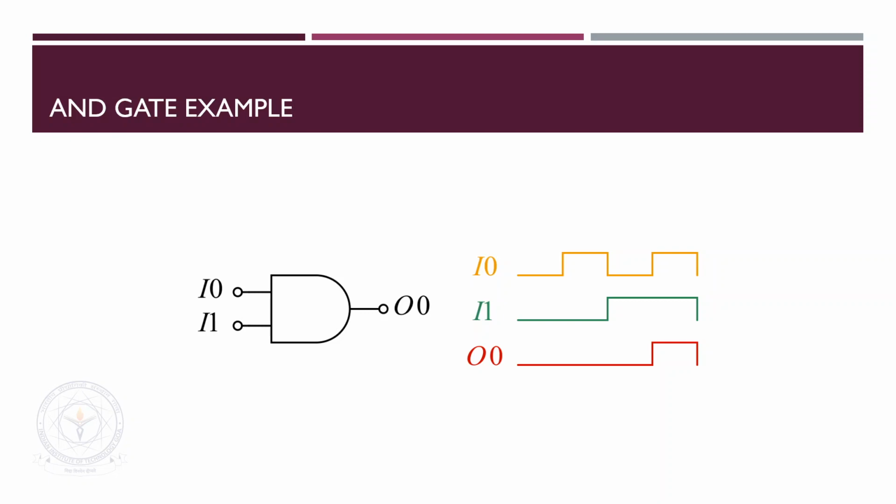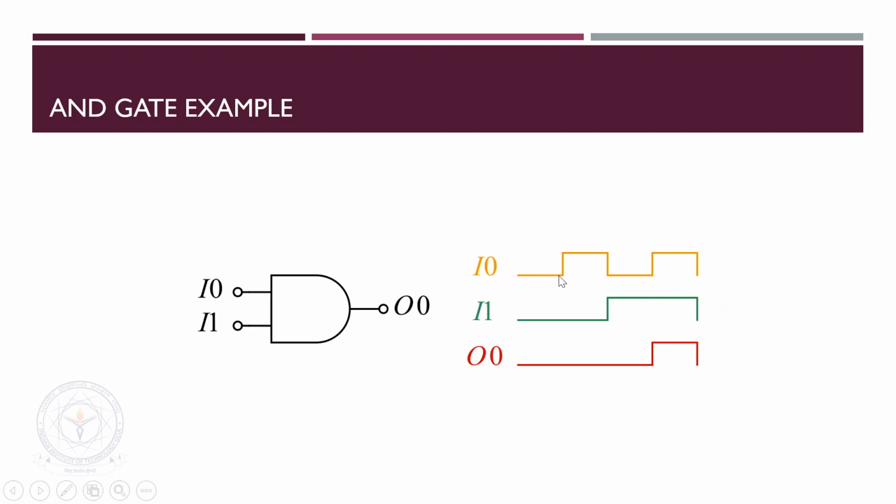To start a programming language, and that too a hardware description language, the easiest way would be to start with an example, and this is the example we are going to do today. I have got a two input AND gate over here with the inputs I0 and I1 and the output is O0. And the corresponding timing diagram or the waveform is shown over here.